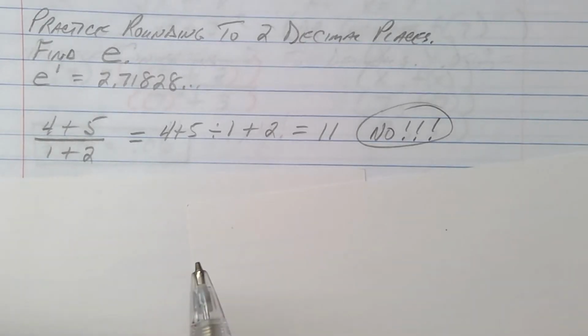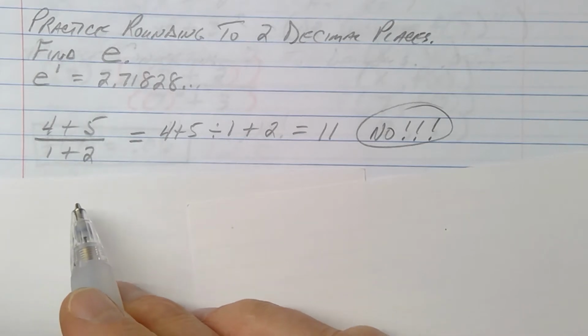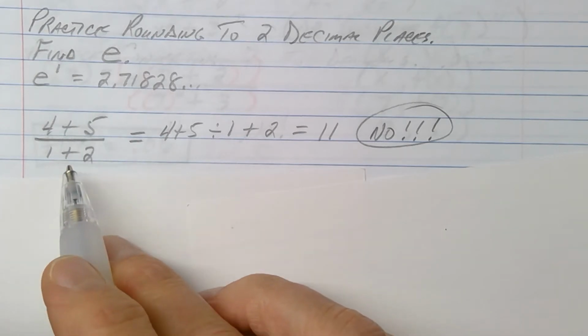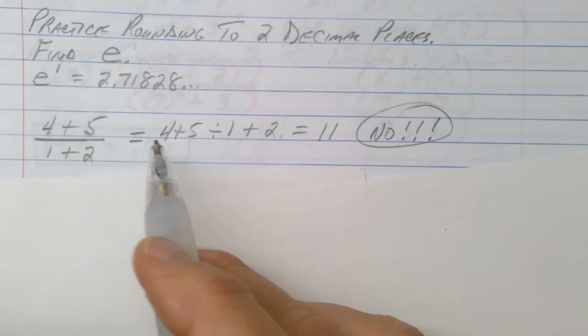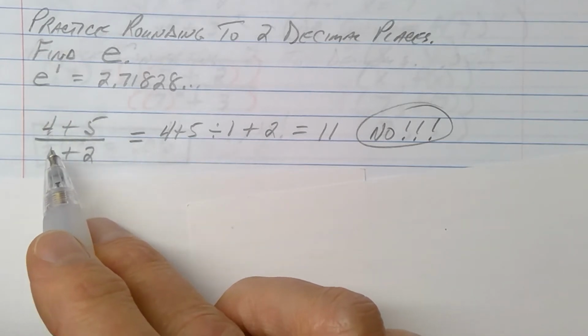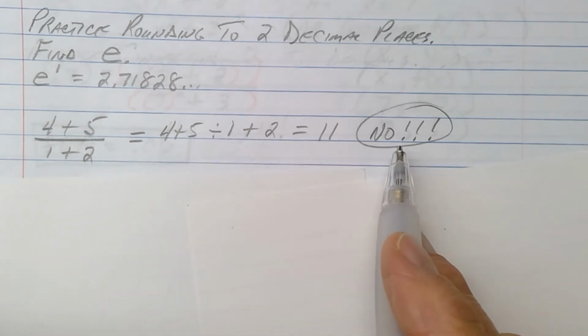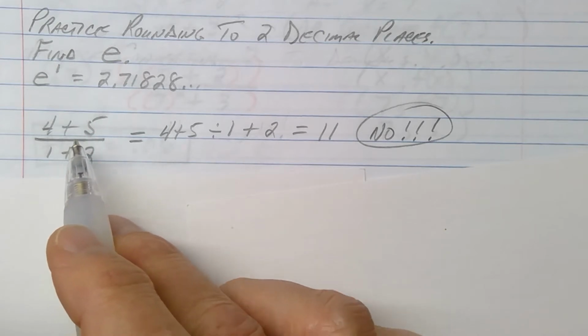All right, next we got to talk about how to enter fractions correctly, all right? Because lots of our functions that we're going to talk about today are in the form of fractions. And the order of operations, well, if we just put it in left to right and put in 4 plus 5 divided by 1 plus 2 like this, we're going to get 11, which is the wrong answer. All right, we kind of broke the rule.